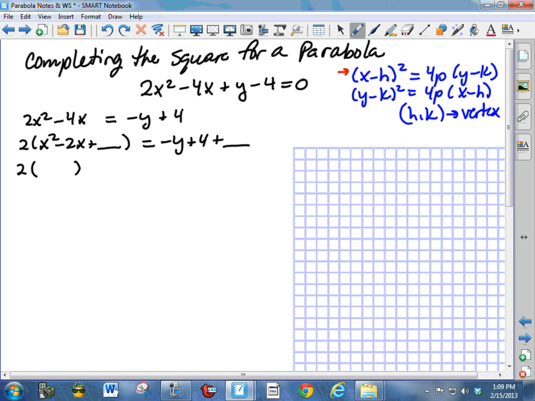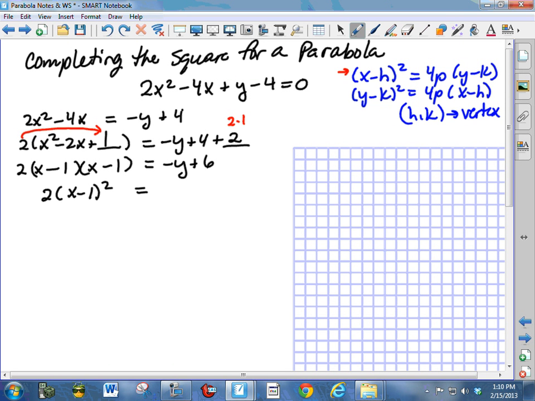So this is 2 times our binomial now. We have an x and an x in the first term in the binomial. Then to get the negative 2x as a middle term, we'd have to subtract 1 from each of those x's. And then negative 1 times negative 1 gives me a positive 1 for my third term inside the parentheses above. Then I need to multiply that 1 times the 2 outside of that parentheses, and 2 times 1 gives me a 2 on the right-hand side, adding 2. So my right-hand side becomes negative y plus 6. So my left-hand side looks like 2 times the quantity (x minus 1) squared.